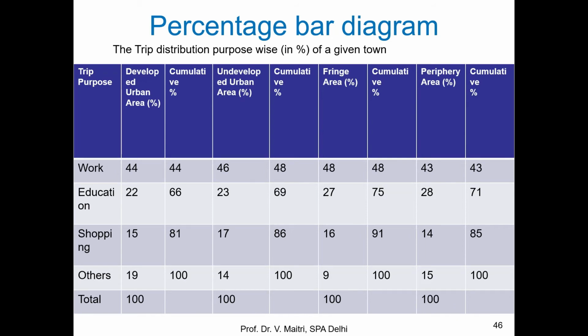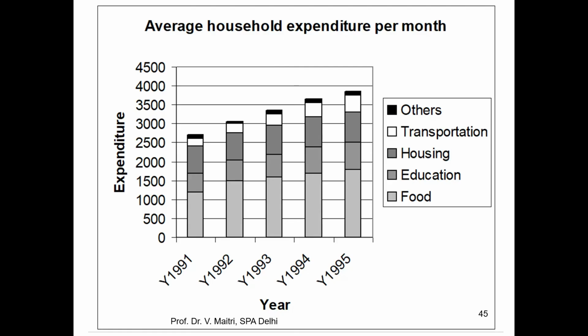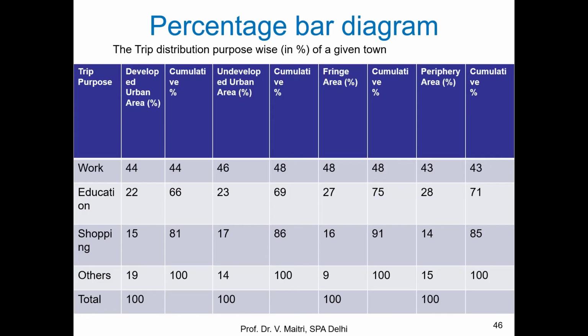Now the percentage bar diagram. Here we were putting the cumulative values; the same thing we can do using percentages. Now the trip distribution by purpose, in percentage, is given to us for a given town. Trip purpose: work, education, shopping, others and total. Mind it, this is an ODP exercise which we are going to do after your site planning. So in developed urban areas, what is the percentage of trips for work?